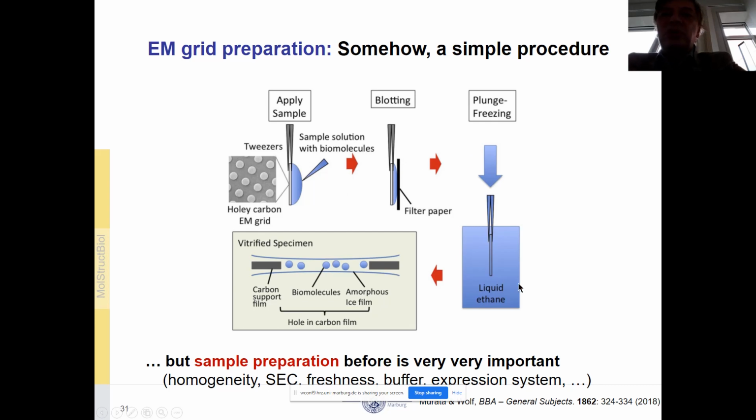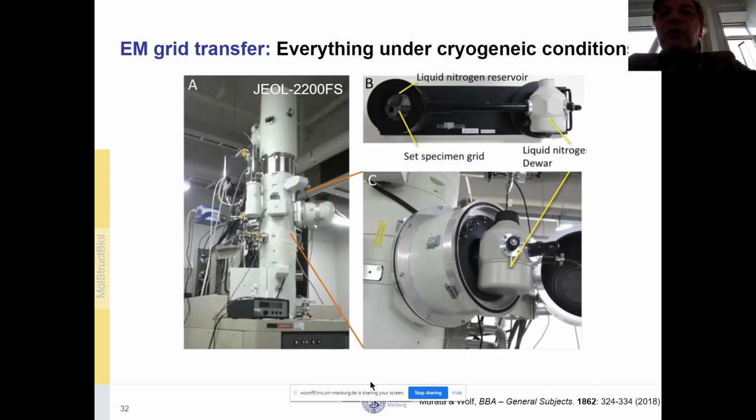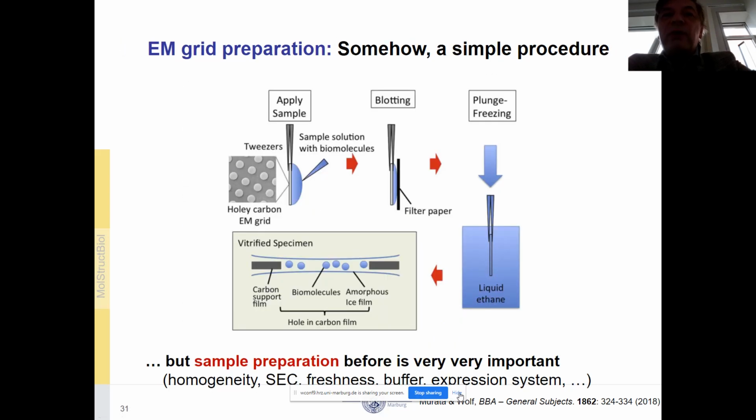So you do the plunge freezing, and then you have the biomolecules vitrified in this thin aqueous layer, through which you can then run your electron beam. So that looks pretty fancy. What is not so fancy is that the sample preparation is actually the alpha and omega of electron microscopy. Everything that affects your sample quality will give rise to either good results or bad results in cryo-EM.